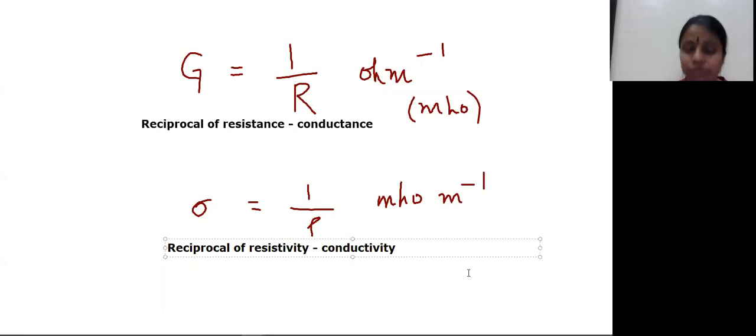Now, of course, we had this part called carbon resistors and color coding in carbon resistors, but the revised syllabus that had come up has actually removed carbon resistors and color coding, so I'm not going into that.